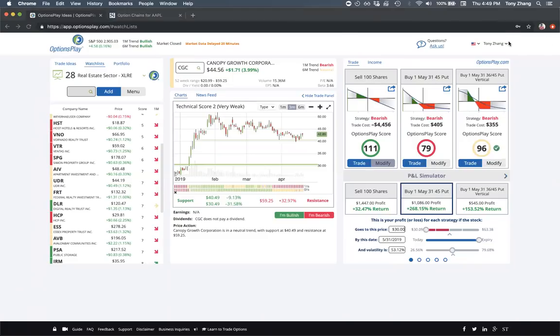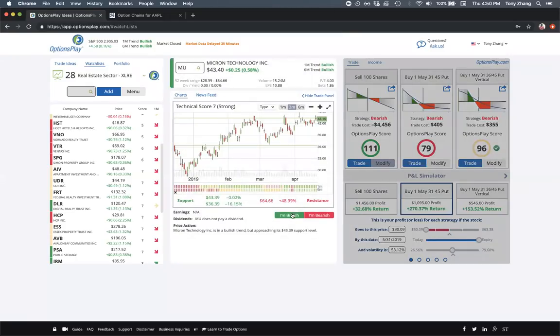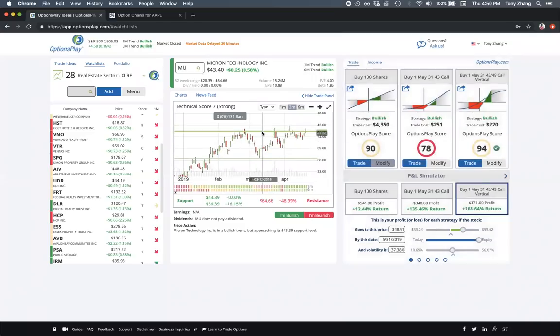Type in any symbol, click on either I'm bullish or I'm bearish, and using our P&L simulator, within a few clicks, get a pretty good sense for which strategy is best for you and what type of returns you should be looking for. Steven's bullish on Micron, so let's take a look at Micron. Micron's just flirting with this 43-44 resistance level. It's got relatively strong technical scores. 1 month and 6 month trends are bullish.